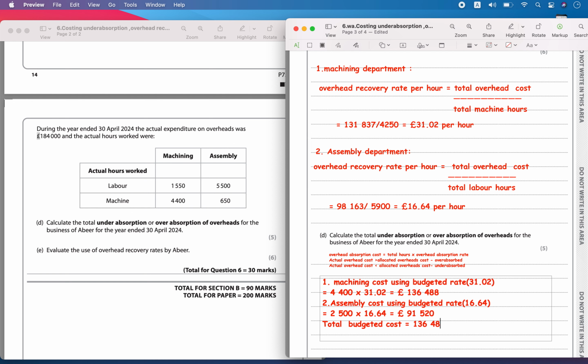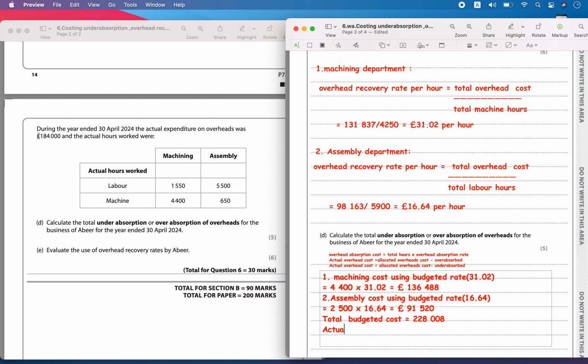So that will be 136,488 plus 91,520. That value is going to be 228,008. This is my budgeted cost, but the actual overhead cost was 184,000. The actual is less.